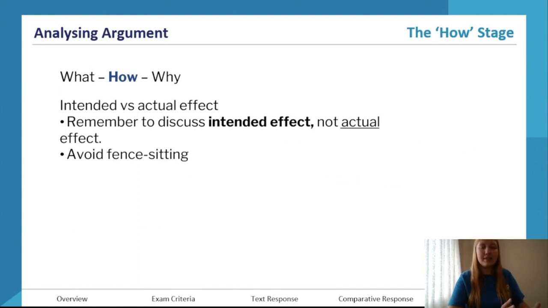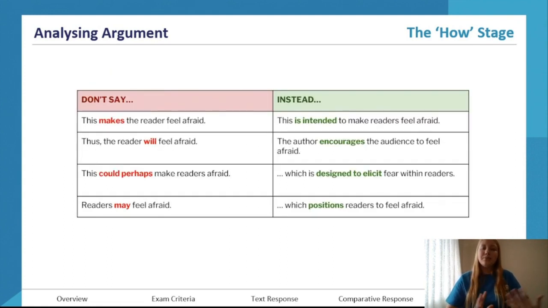So this idea that it's intended, not actual effect. Our actual effect, this is not linking into our how. And we have no idea what the actual effect is. That would be that concept of fence sitting, being definitive, judging the piece, which we're not supposed to do. So how to say things in an essay and how to not say things in the essay. You can see this fence sitting here in the red. This makes the reader feel afraid.